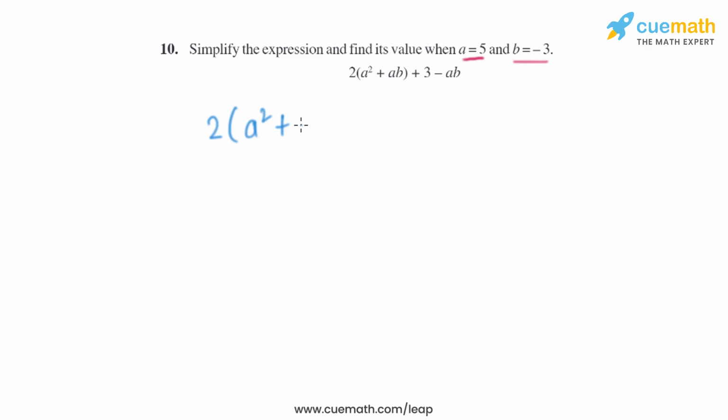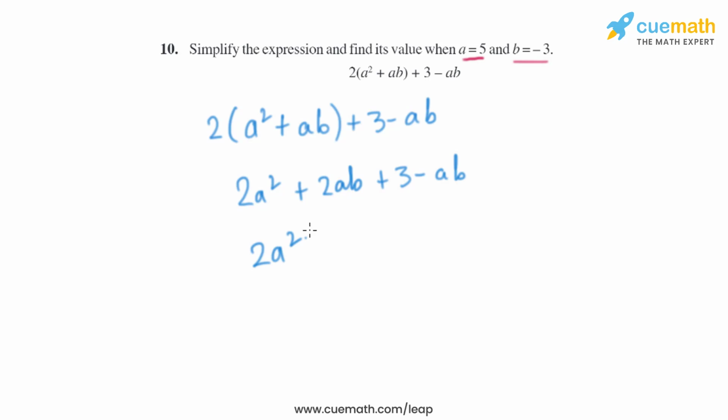It is given that 2 bracket a square plus ab plus 3 minus ab. So let's multiply by 2. When we multiply it by 2, it will become 2a square plus 2ab plus 3 minus ab. As we can see, the terms with ab are the like terms. So it will become 2a square plus 2ab minus ab, which will give us plus ab, and plus 3. So this is how we will simplify this expression.